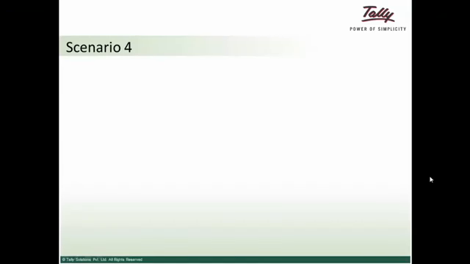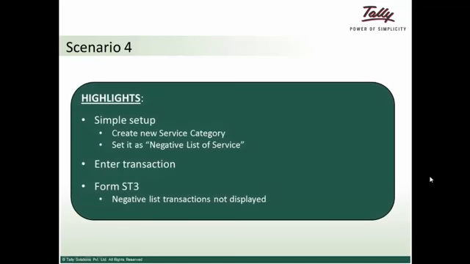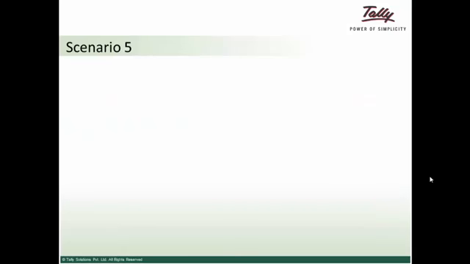Now for the highlights of scenario 4. As you saw in the demo, negative list of services is just one step. All you need to do is create a new service category, define it as a negative list of service, and Tally does the rest. Let's move to the next scenario.